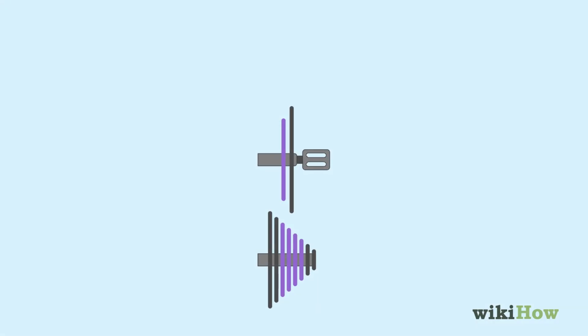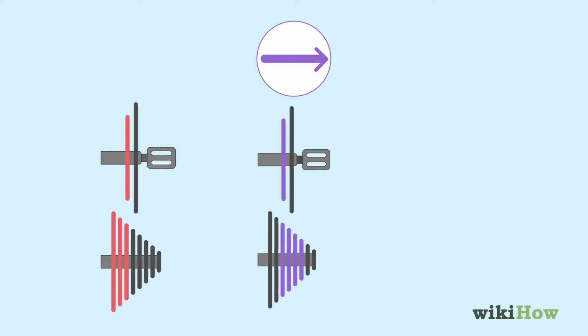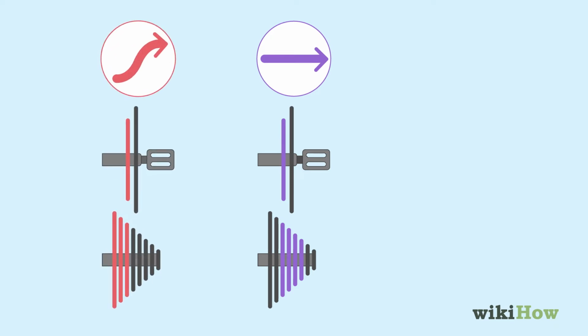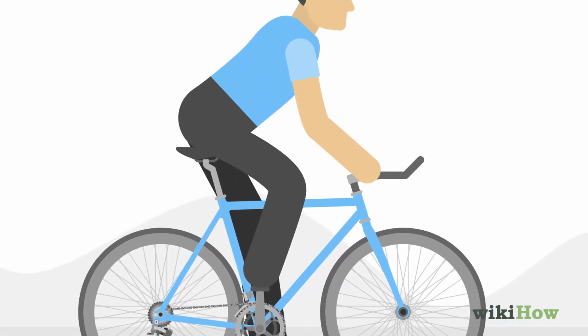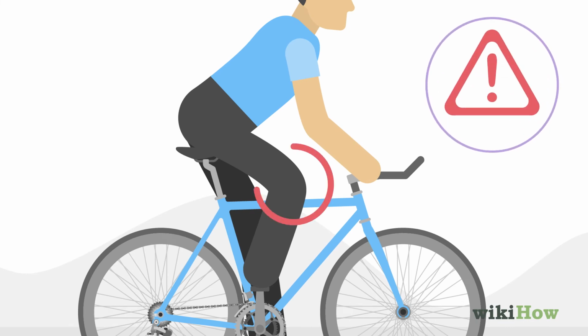Middle gears are good on relatively flat terrain and minor hills, while low gears work best for bigger hills. If you're heading downhill, shift into high gear. Avoid shifting into high gear when it's not necessary, since the added effort of pedaling in high gear can put extra strain on your joints.